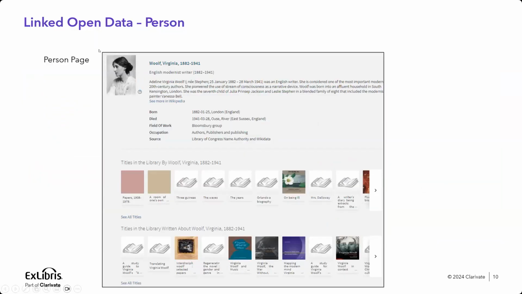Clicking either the autocomplete suggestion or the info cards will take you to the person page where you will be getting information about this person. The information is being taken from Library of Congress and from Wikidata. And now let's see a quick demo.